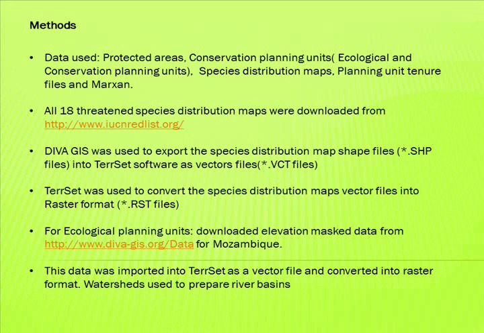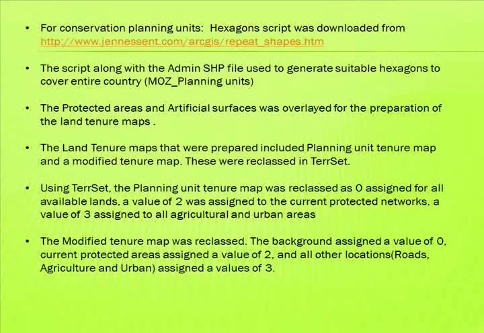For my ecological planning units, I downloaded the elevation mass data from divagis.org for Mozambique. This data was imported into Terset as a vector file and converted into raster format. The watershed option on Terset was used to prepare river basins. For the conservation planning units, Hexagon script was downloaded from genescent.com. The script, along with the admin shapefile, was used to generate suitable hexagons to cover the entire country.